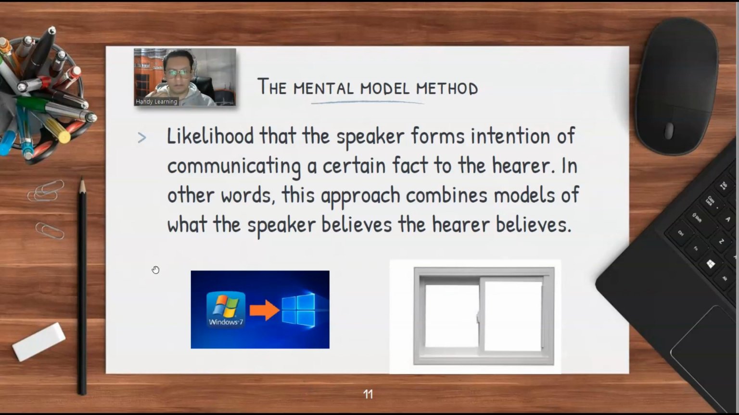So this is called mental model because it is what I, the speaker, believe that the hearer, the person who's listening to me, is believing, is understanding. It is mental model because we have different concepts of the same word. So we will need to understand the whole context to do the disambiguation.